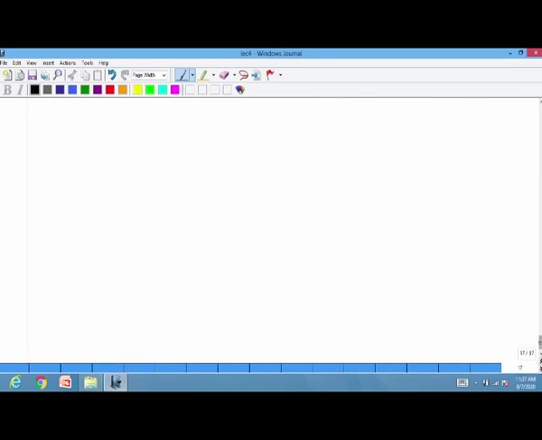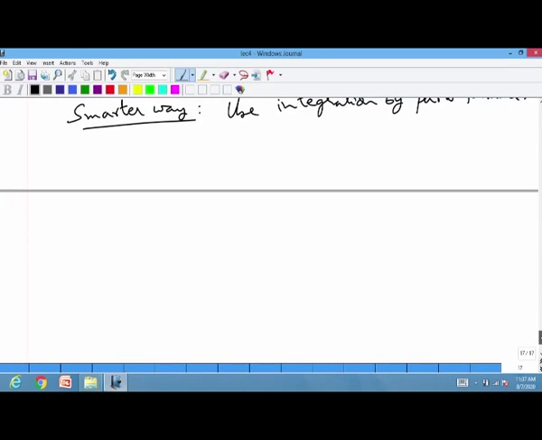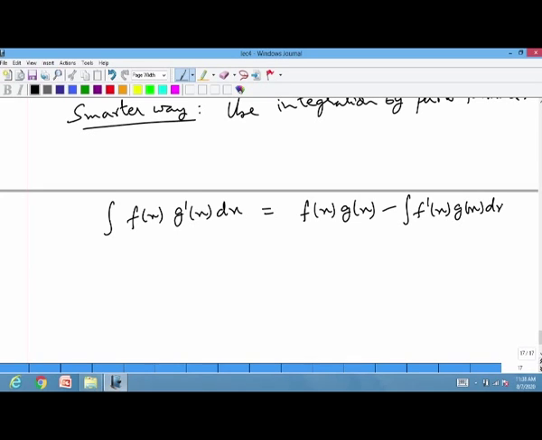So, let us recall the integration by parts formula. If we write the integral of f(x) times g'(x) dx, this is equal to f(x) times g(x) minus the integral of f'(x) g(x) dx.